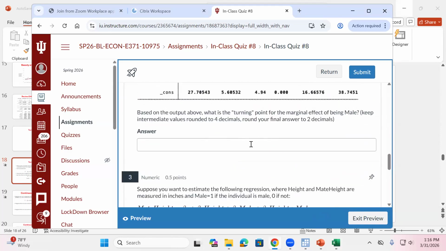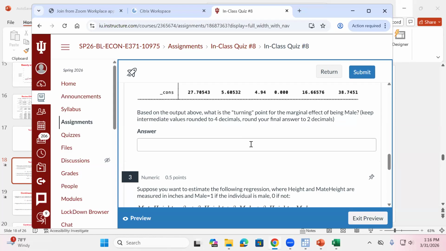So that turning point exists. It's positive. People have to have a positive, I think this was inches, so they have to have some positive amount for height. But does this make sense? I mean, how tall would somebody be if they were 40 inches? Under 3.5 feet. I don't know, the shortest person in the world, I think, is below 3.5 feet.